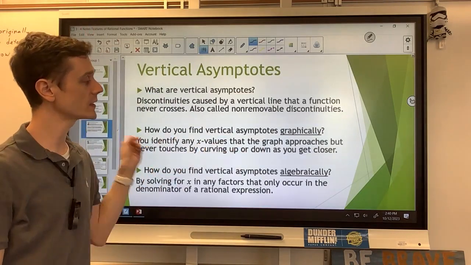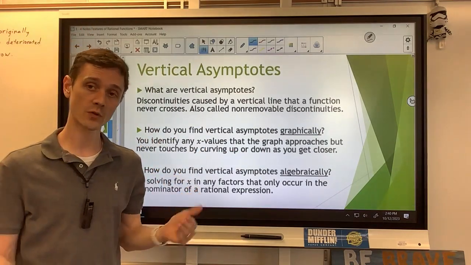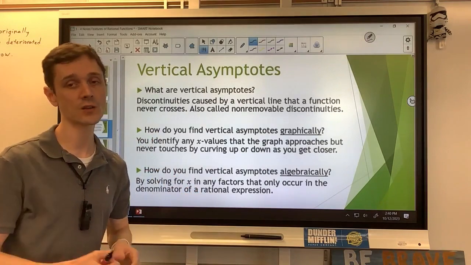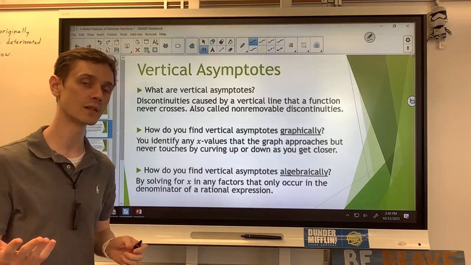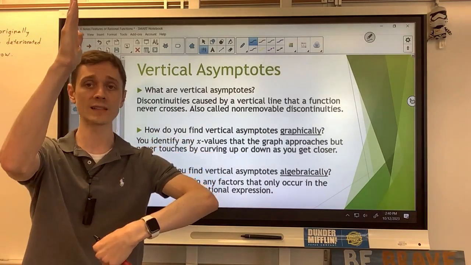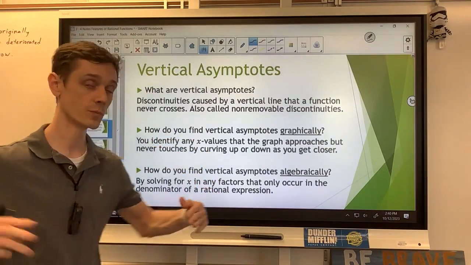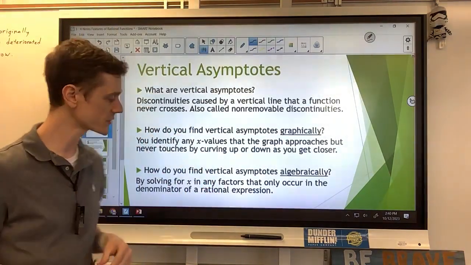For finding them graphically, look for x values that the graph is approaching but not touching. Like I said, there might be a dotted line drawn in for you, but a lot of times you're just going to have to identify it. A lot of times it goes up on one side and down on the other side to help identify those. Or it could be going up on both sides or down on both sides.